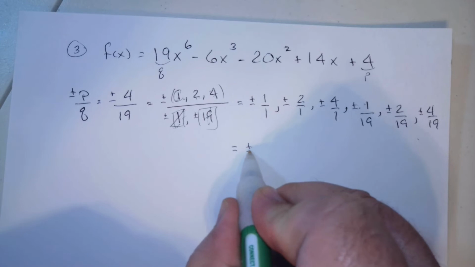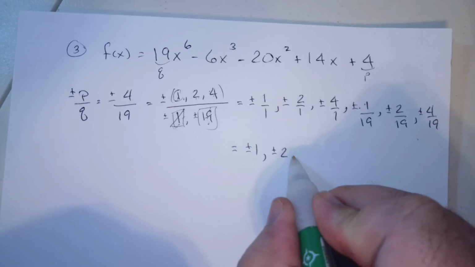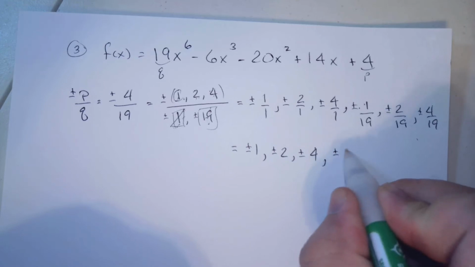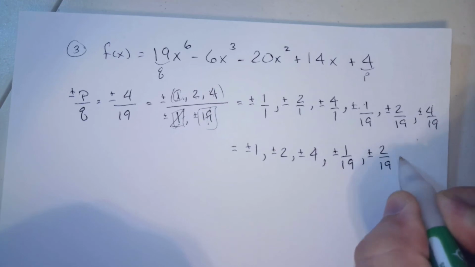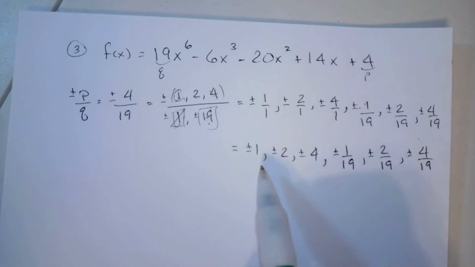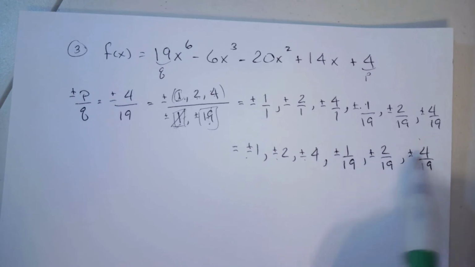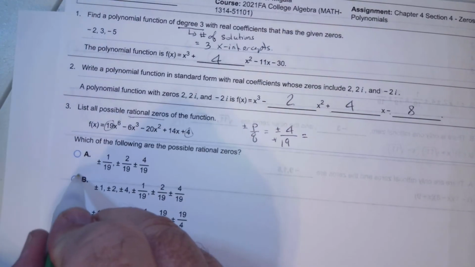1 divided by 1 is 1. 2 divided by 1 is 2. 4 divided by 1 is 4. 1 over 19. 2 over 19. 4 over 19. So we have 12 possible answers. 2 times 6, there's 12 possible answers. So 1, 2, 4, at least. So it has to be B.